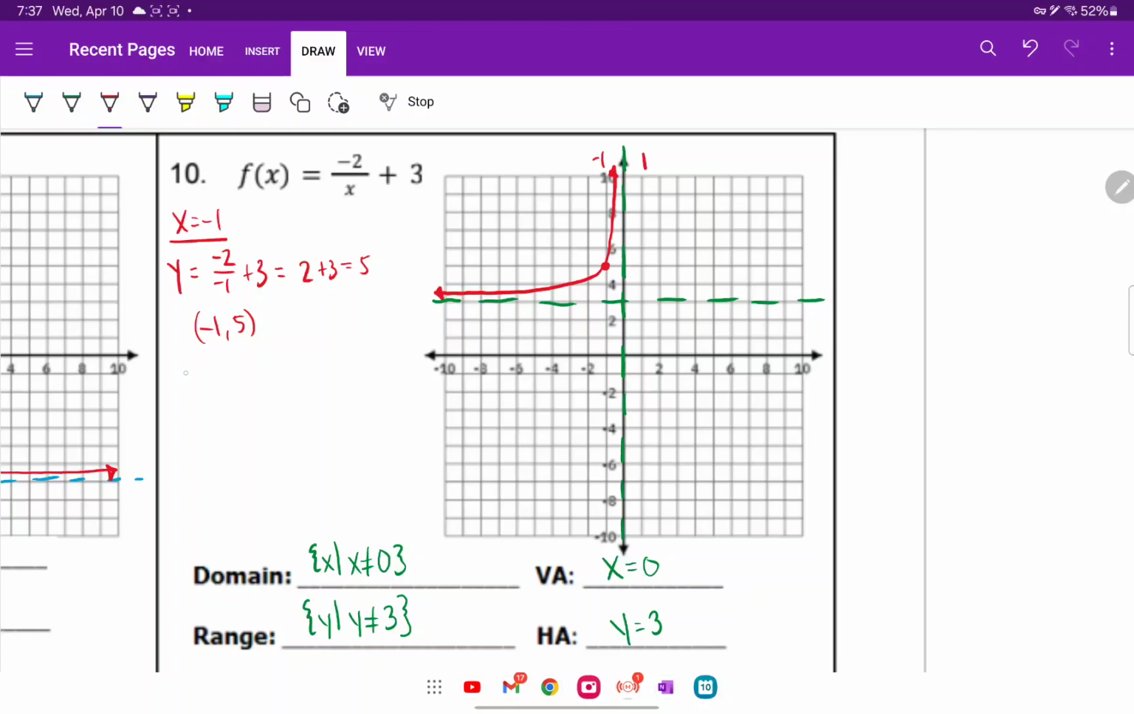And now we're going to test x equals 1. So y equals negative 2 divided by 1 plus 3. Negative 2 divided by 1 is negative 2 plus 3, which is 1. So now we have a point at 1 comma 1. And we're getting close to the asymptote without crossing or touching. And there's my graph for number 10. All right, let's go ahead and move on to number 11.